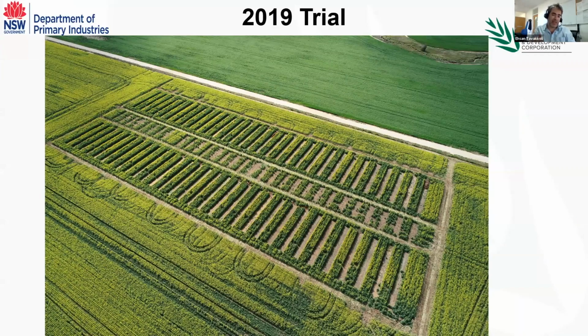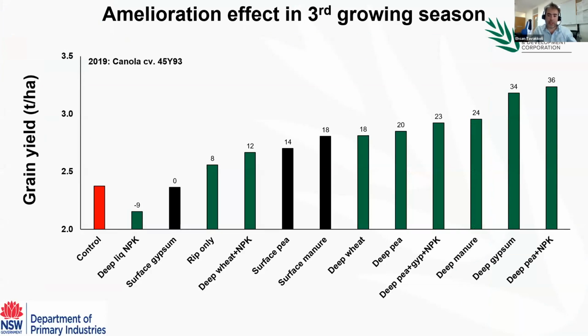Remember, this experiment was set up in 2017. We had a barley crop in the first year, then we went to wheat in 2018, and then canola in 2019, and now we are back into wheat in 2020. Very quickly, I will run you through the data from the 2019 season: some of those amendments, such as deep manure, deep gypsum, and deep pea hay, which was a pelletized product, plus NPK, resulted in up to a 36% increase in yield. This is the absolute yield.